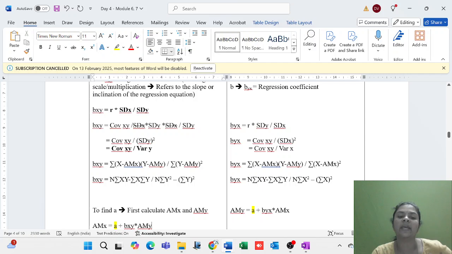And in terms of xy, what is the formula? bxy is equal to sigma of x minus x bar into y minus y bar, divided by sigma of y minus y bar the whole square, because we need variance. Or you can write n sigma xy minus sigma x into sigma y, divided by n sigma y square minus sigma y the whole square. Square root will not come because this is variance in the denominator with the covariance formula. Same way here, the numerator will remain the same. The denominator will just be changed to the variables of x.